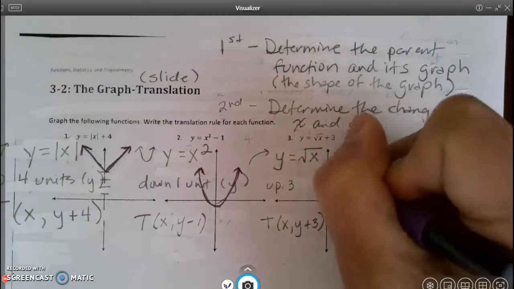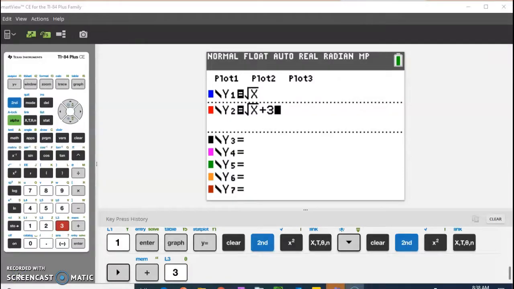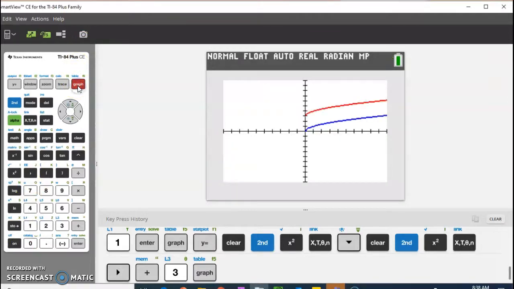But I'd like to double check this on the calculator. All right, so let's check and see what this is going to graph. Make sure when you put it in the graphing calculator that that plus 3 is not underneath of the radical. And we'll graph it. The blue one will be the parent, the red will be the translated one. And look at that. Sure enough, it moved up 3 units.